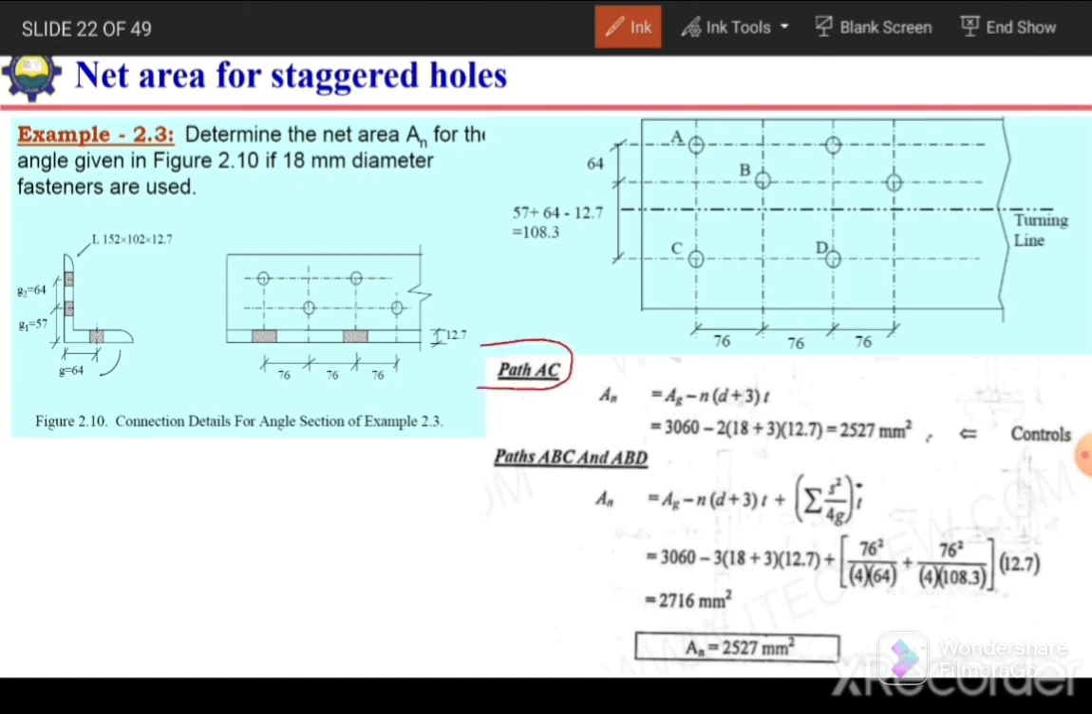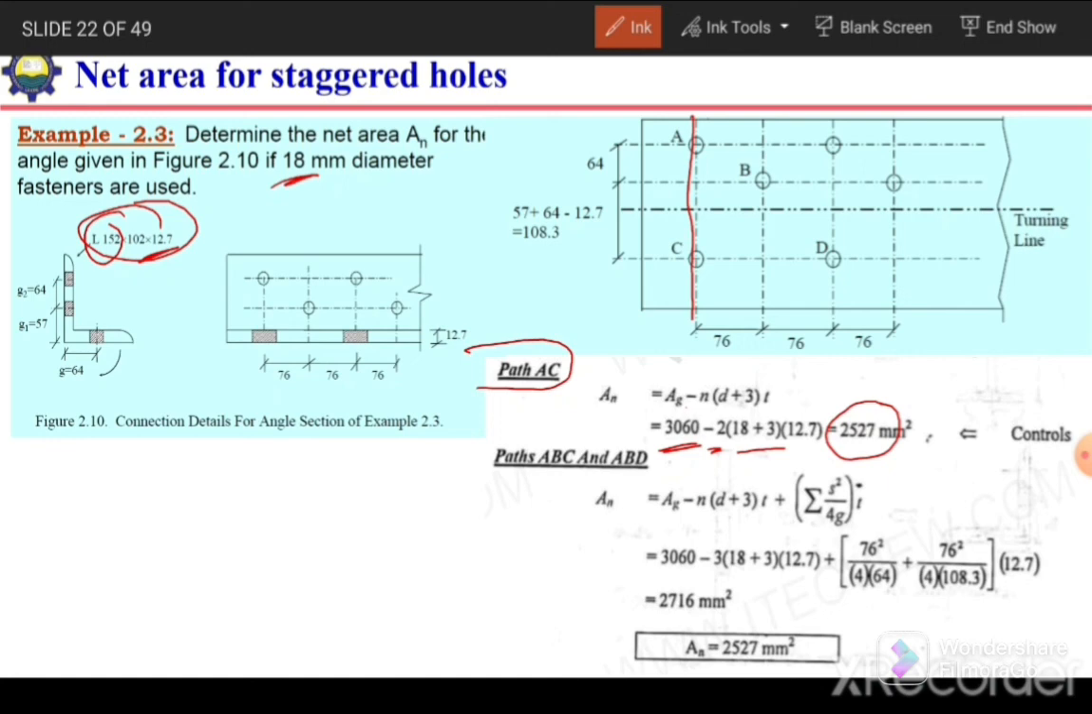So first consider path AC, this one. Here the gross area we can select from the tables for this angle section, which is 3060. From the LRFD manual we can find this value. Minus, there are two holes, so 2 times (diameter of bolt plus 3) times the thickness of this plate. The diameter of bolt is 18 millimeter, so 18 plus 3, and the thickness of this angle is 12.7 millimeter. So it will come out to be 27 millimeters square.